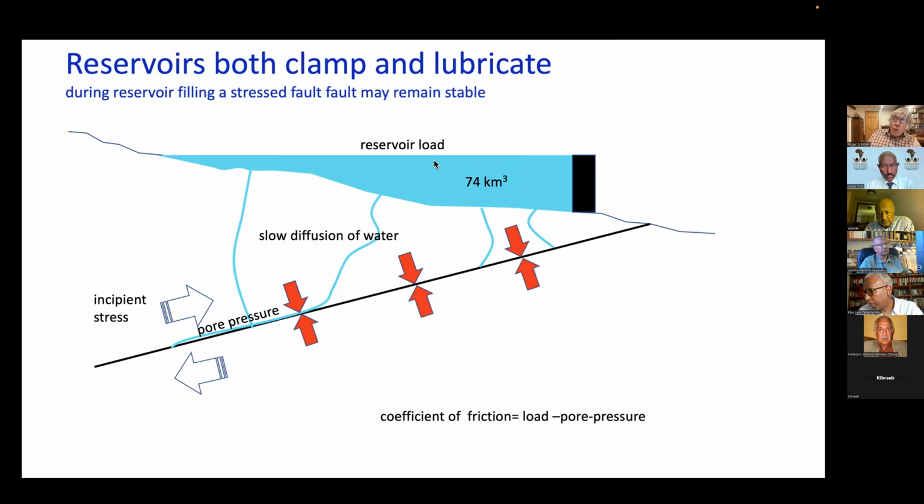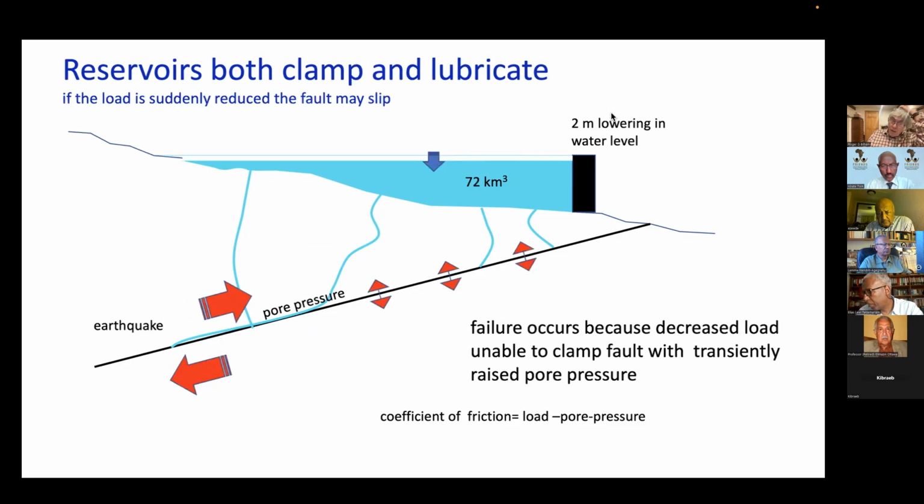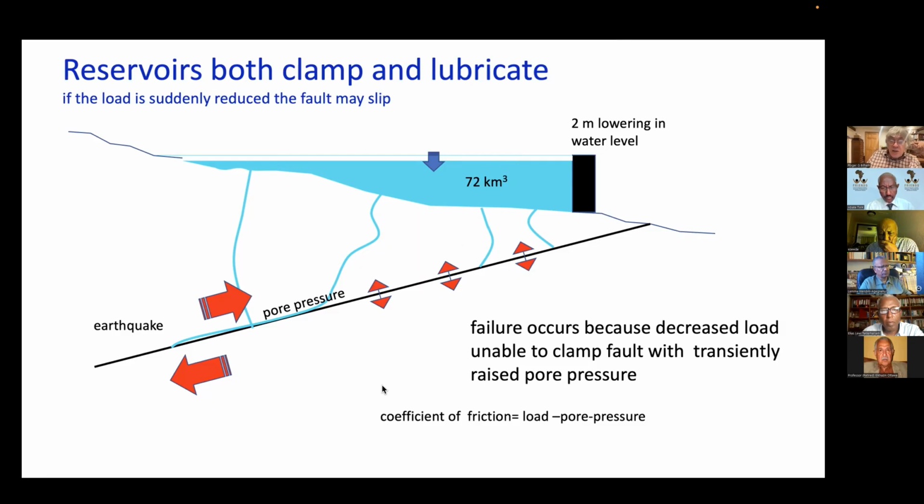So if you reduce the load here by a very small amount, I'm just going to lower it by 2 meters, you unclamp a fault that now is in equilibrium, but with much higher pore pressures, which means the fault is no longer stable. You've induced an earthquake on it by simply raising the pore pressure and reducing the load. And this is the general theme that has been recognized as occurring throughout the world.